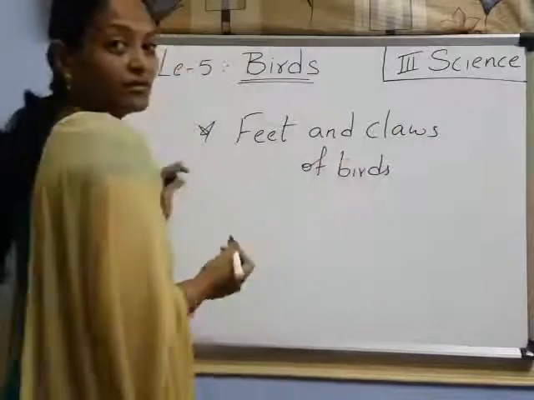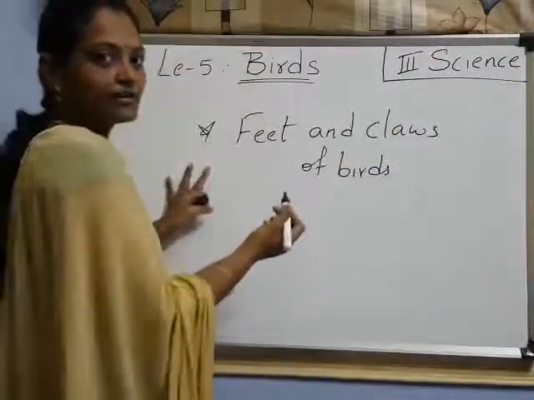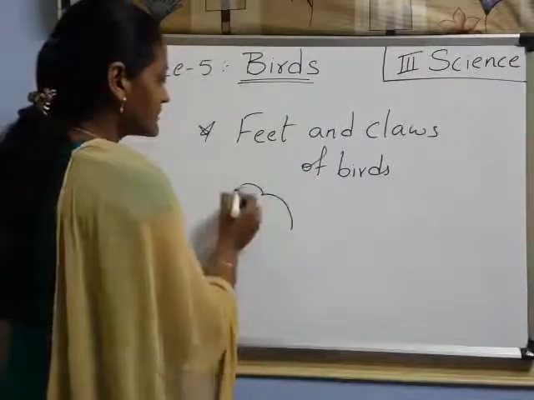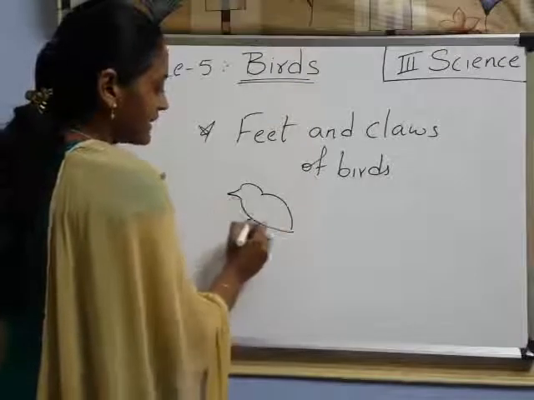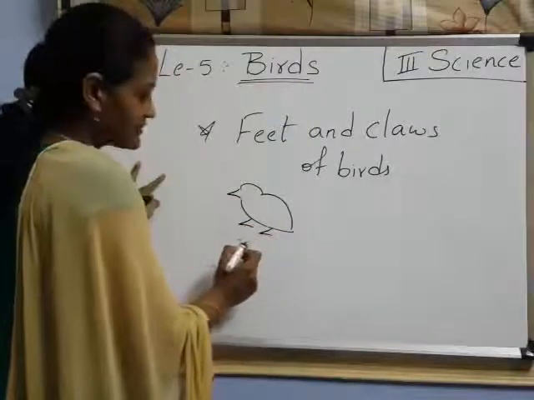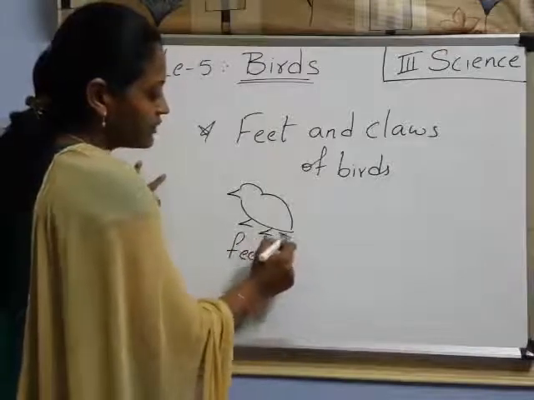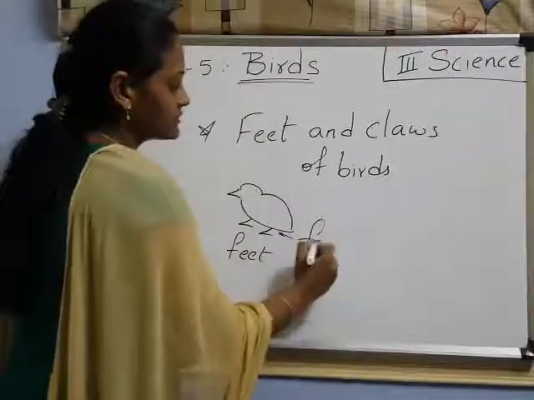Right children? What is this? Feet, I already told you. How many feet are there for a bird? Two, right? Suppose this is the bird, this is the beak, right? And these are the feet, I said. These two are called feet. And if there is only one, it is called a foot.